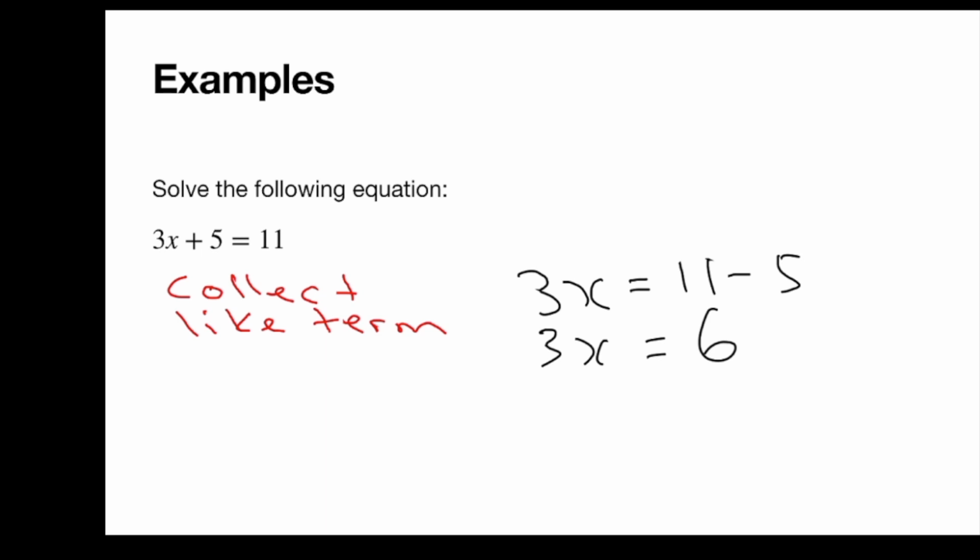The reverse operation for multiplication is division. So this means in this case we need to divide both sides by the coefficient of x, which is that number 3 there. And that will give us on the left-hand side x, and on the right-hand side 6 divided by 3 will give you 2. So the value of x in that equation should be 2.